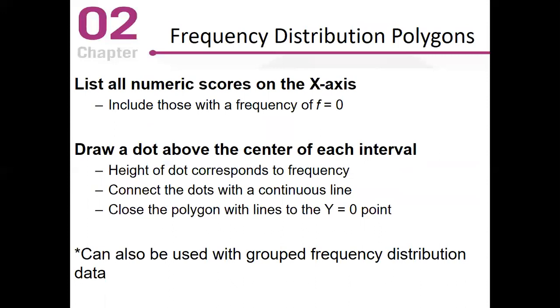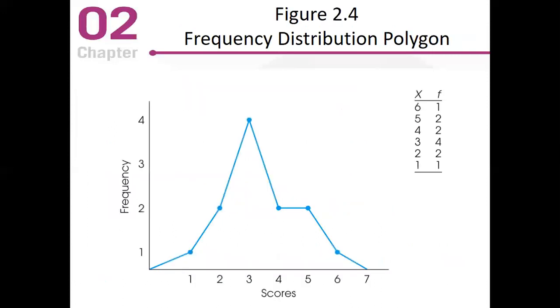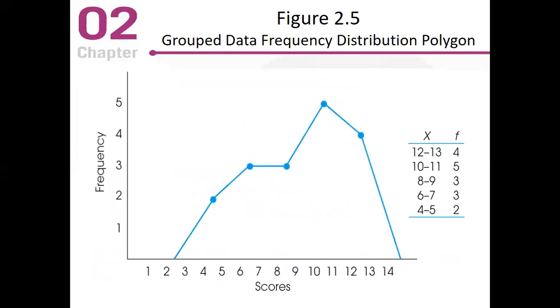Okay, polygons. We've already looked at a polygon, right? The different lines with the dots. We basically have a dot at the center of each interval. We can also use them with grouped frequency data. Let's just go ahead and look at that polygon again. One person with a 1, 2 people with a 2, 3 people scored a 4, and so on. Then we connect the dots and we make sure to close our polygon off by just bringing the line down to the x-axis.